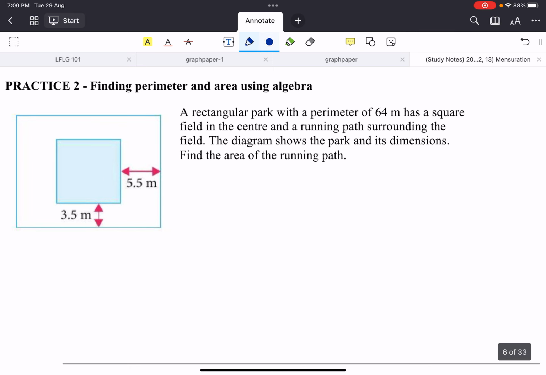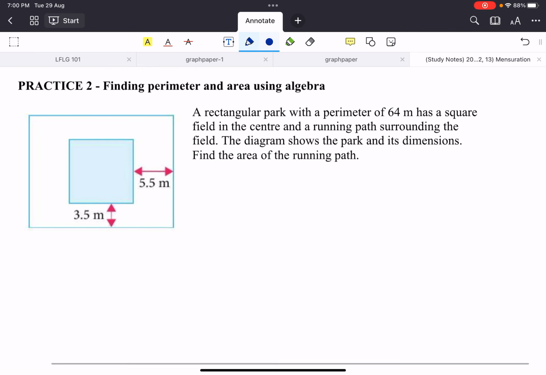So let's use what we have just learned to work out this question. You're told to use the idea of algebra. We have a rectangular park with a perimeter of 64 meters. The park is made up of a square field in the center and the running path surrounding the field. So this entire diagram shows that, and we want to find the area of the running path. To find the area of the running path, we need the area of the entire park, and you subtract the area of the field that's in the center. So to do that, we need more information.